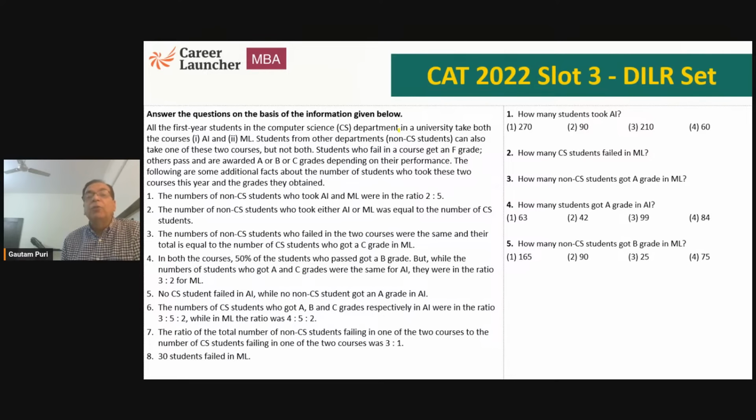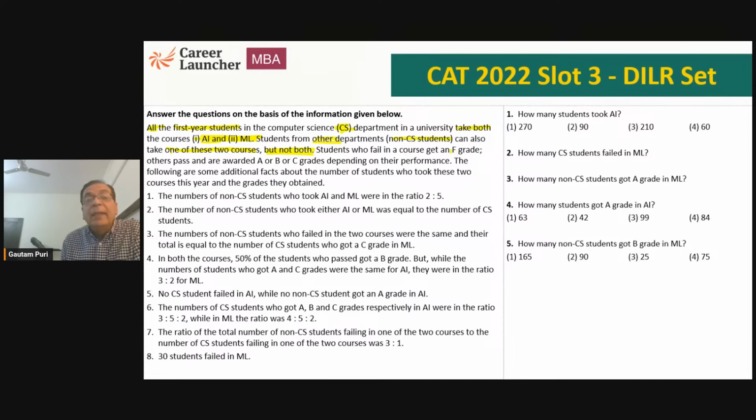This is a data set from CAT 2022 slot 3. All the first year students of the computer science department in a university take both the courses AI and ML. Students from other departments, which is the non-CS students, can also take one of the two courses. So what we have understood is, if you are from computer science, you have to do both AI and ML. If you are not from computer science, you will do either AI or ML, because it says one of the two courses, but not both.